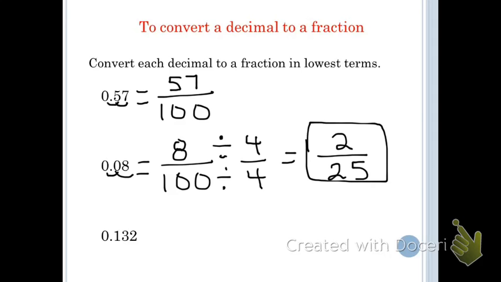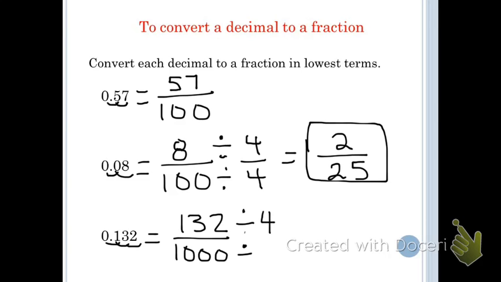0.132 equals 132 thousandths. We can divide the numerator and denominator by 4 in this one as well. And so that reduces to 33 over 250.